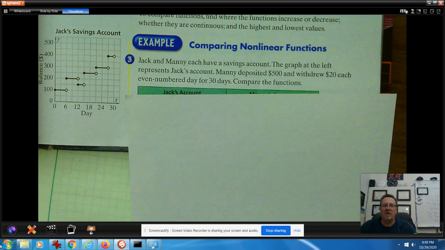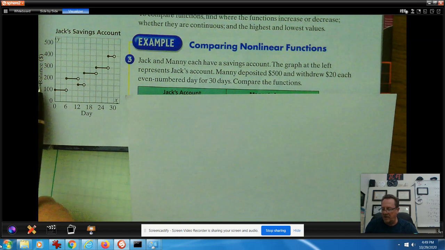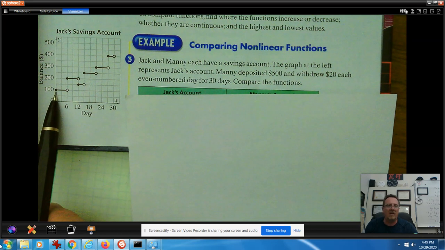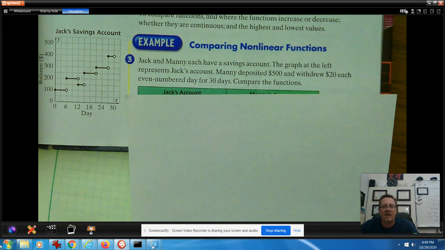Yeah, and the answer should be 100, right? Because here's his balance. It was at 100 at the very beginning. The initial value in his savings account was 100. So one of the things you could say is that the initial value of Jack's account was $100. That's one thing you could say.